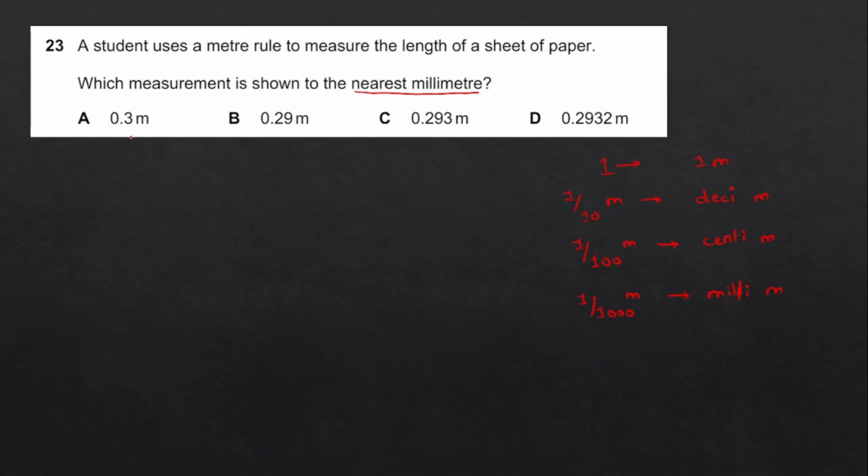Let's look at this. So 0.3 meter is 3 decimeter. So this is not correct. 0.29 meter is 29 centimeters. So this is also not correct. Let's look at this. 0.293 meter is 293 millimeters. So this option is correct. So the correct answer is option C.